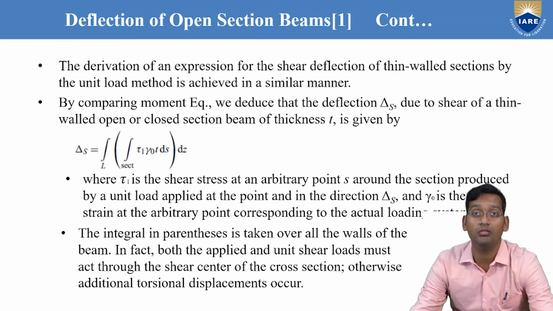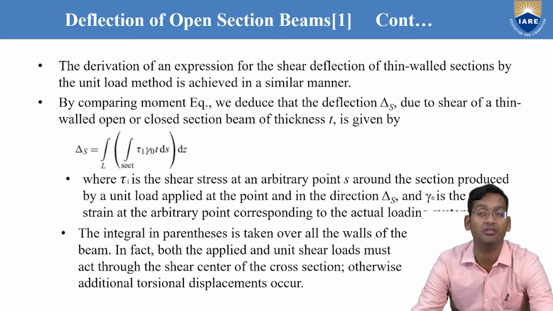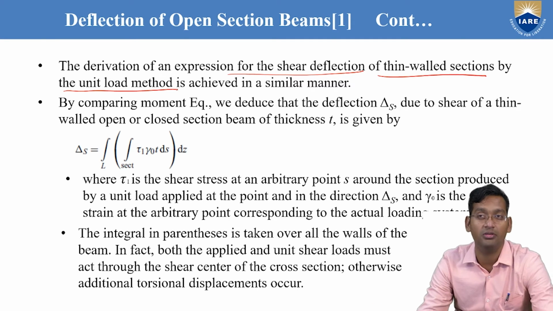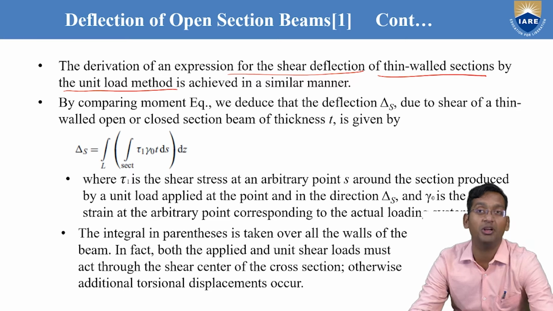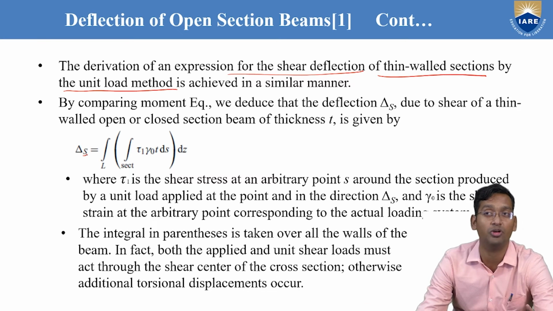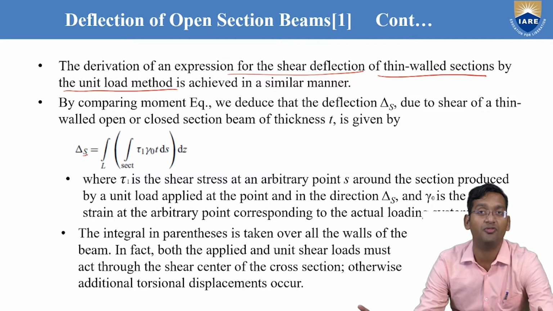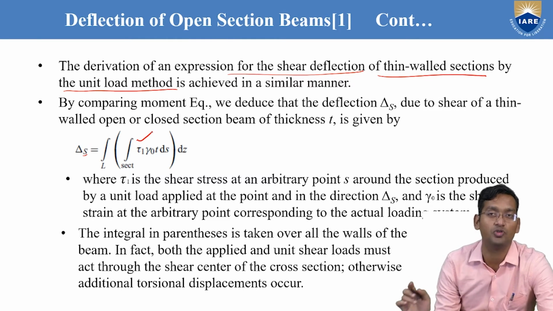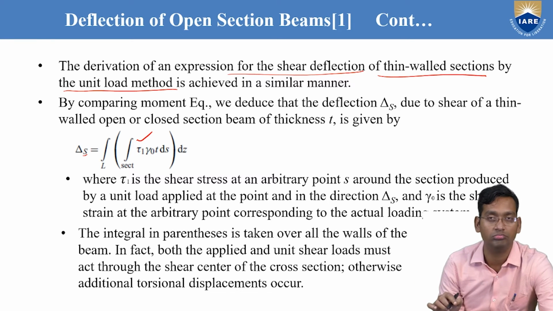The derivation of an expression for the shear deflection of a thin walled section by the unit load method is achieved in a similar manner. The derivation can be achieved in the same way. By comparing with the moment equation, we deduce that the deflection delta S, due to shear of a thin walled open section or closed section beam of thickness t, is given by just the same as before. That was sigma, here stress, sigma M epsilon 0, right?